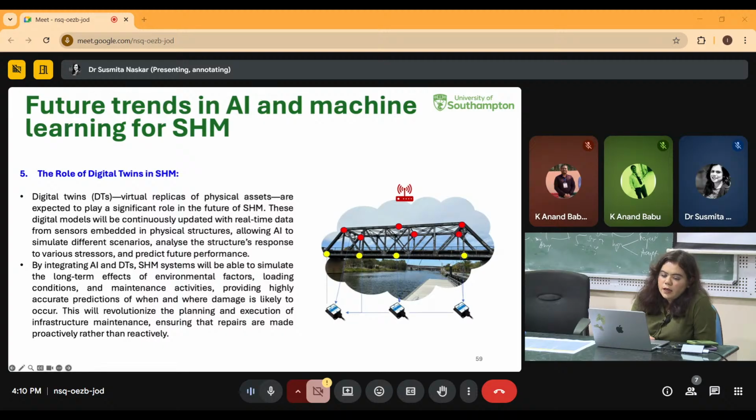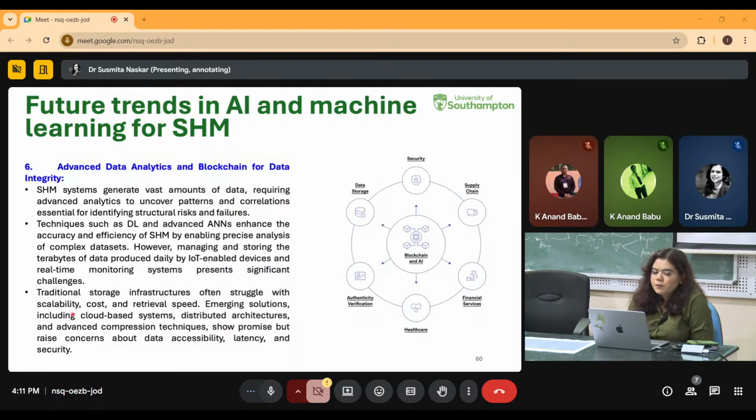We have now talked about the role of digital twin, how this approach revolutionizes infrastructure maintenance, and how it is moving from reactive to proactive strategies, right? Instead of waiting for something to happen, we can plan the interventions in advance, right? So the next one, among those 8, is advanced data analytics and blockchain for data integrity, right?